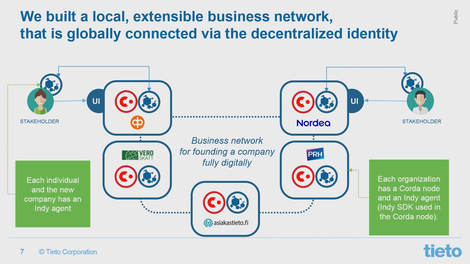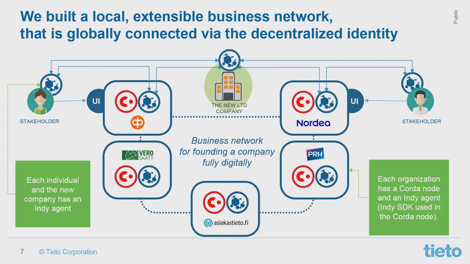You're also able to do it so that the agent would be from any provider from the other side of the world. So you could, let's say in Finland, have Chinese people coming in and founding startups and proving their identity using their self-sovereign identity through the Indy network. So the communication happens actually between the Indy agents when it comes to the individual and organization communication. And then when we found the new company during that process, that entity also gets their own Indy agent.